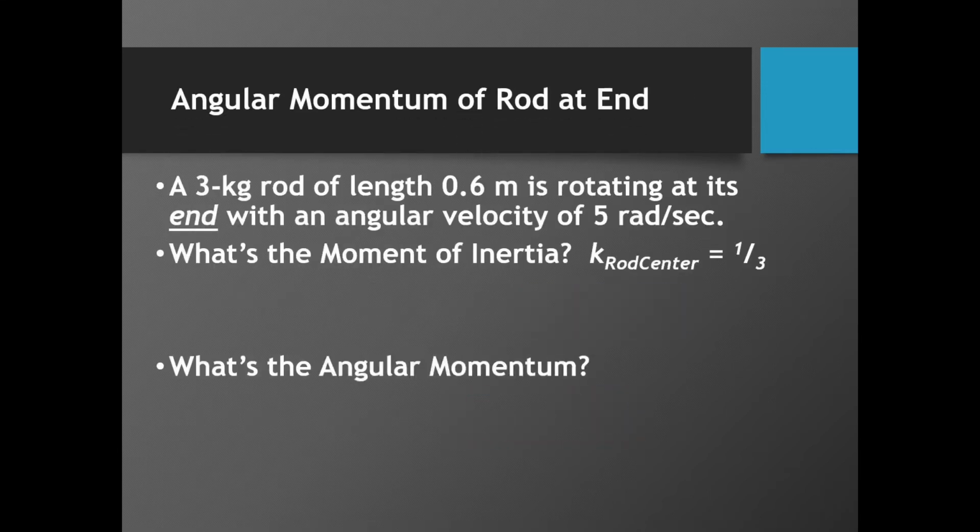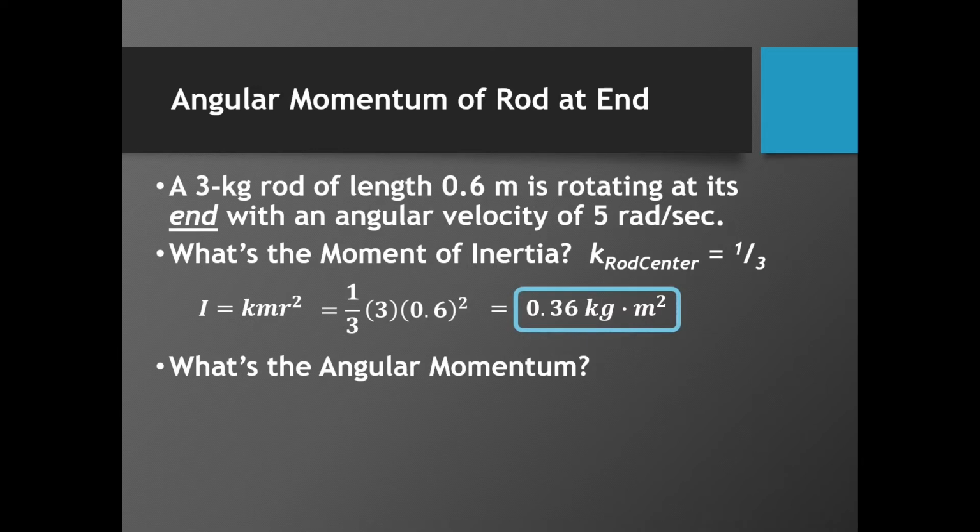This example, now we're going to do the same thing, except we're going to rotate it around its end, which means the k value is going to change. So it still has the same angular velocity, the same mass, the same length, but we just changed the axis of rotation. So the axis of rotation now being at the end makes the k value 1/3. So 1/3 times 3 times 0.6 squared gives us 0.36 kilograms meters squared.